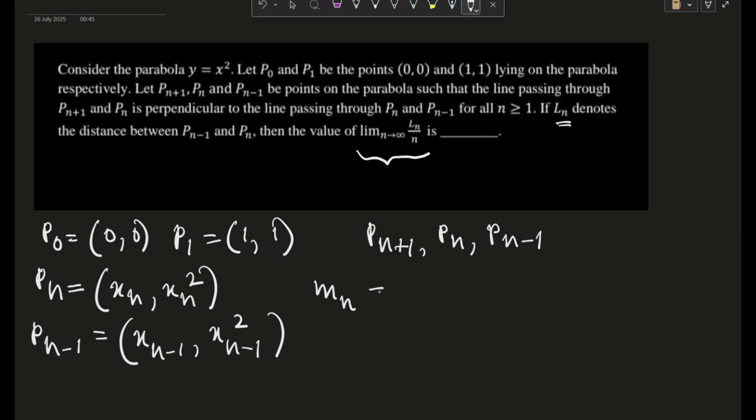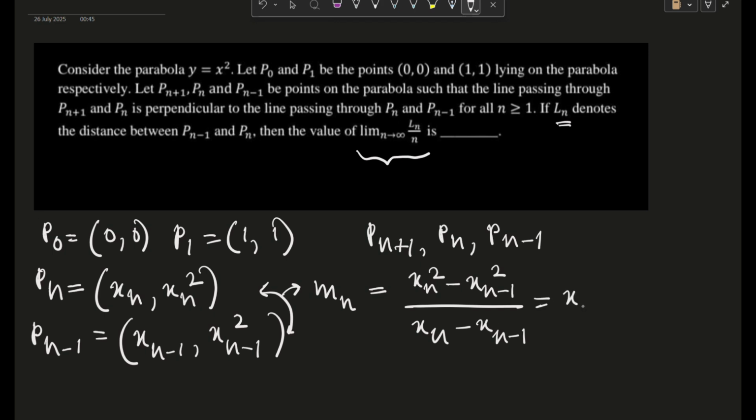m_n is basically the slope between these two points. m_n is the slope of the line joining or passing through P_n and P(n-1). So this will be x_n square minus x_(n-1) square, whole divided by x_n minus x_(n-1). This is a square minus b square by a minus b, so m_n will be a plus b. Pretty clear?